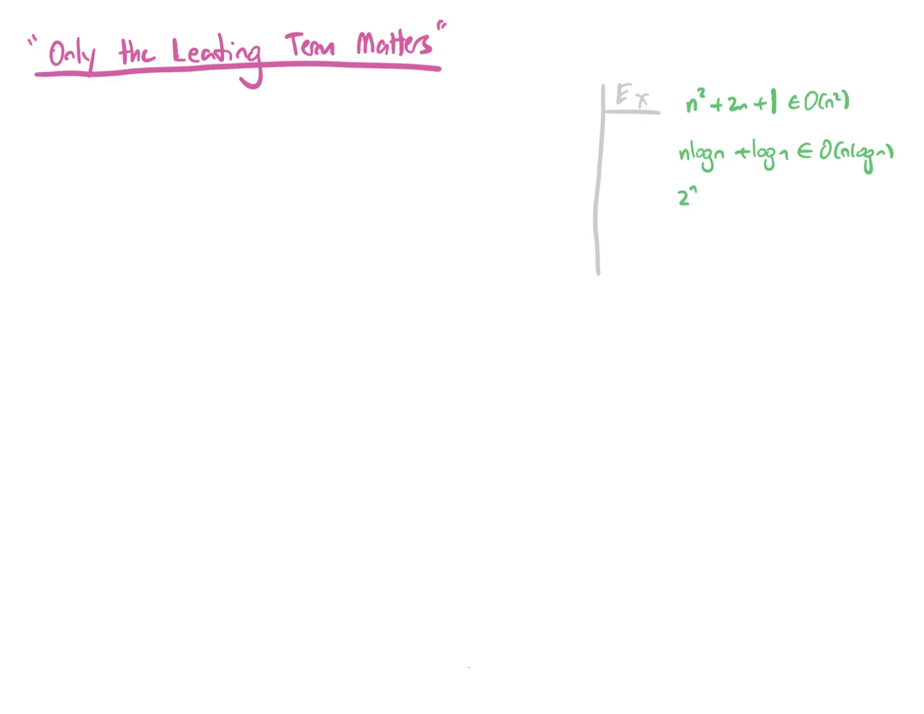Or 2 raised to the power n plus n raised to the power 100. We haven't learned this yet, but it's the case that exponentials, things where n appears in the exponent of a number, grow faster than polynomials, things where n is something being exponentiated. And so here too as well, the 2 to the n is the dominating term, and so this is big O of 2 to the power n. Okay, so what's really the theorem that justifies this?